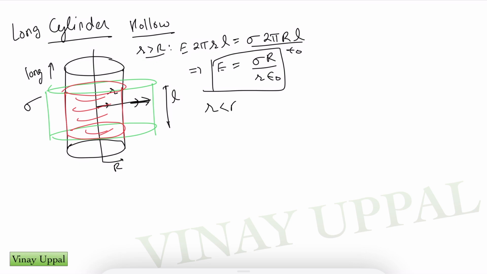And what about inside? You can draw a similar Gaussian cylinder inside, and you will see, of course, there's no charge inside the hollow cylinder, so the electric field would be 0.